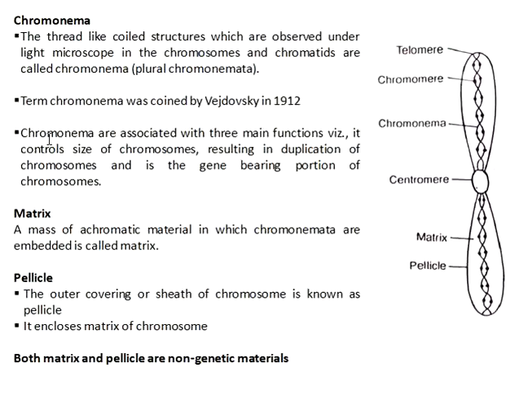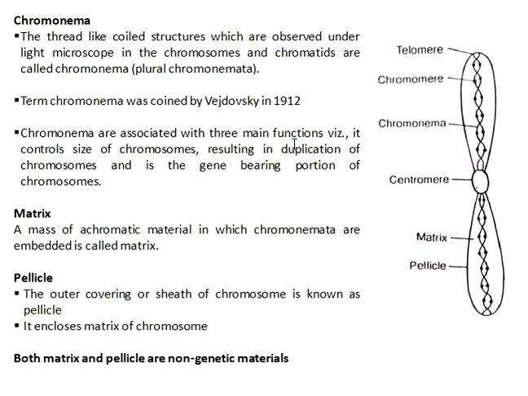Coming to the next structure of the individual chromatid, we observe one of the important structures, called the chromonema. The chromonema is a long thread-like structure. Here you can see it in the diagram. This long thread-like structure is observed under the light microscope in a chromosome, chromosome arm or chromatid, and we call it the chromonema. The term chromonema was coined by Vejdovsky in 1912.